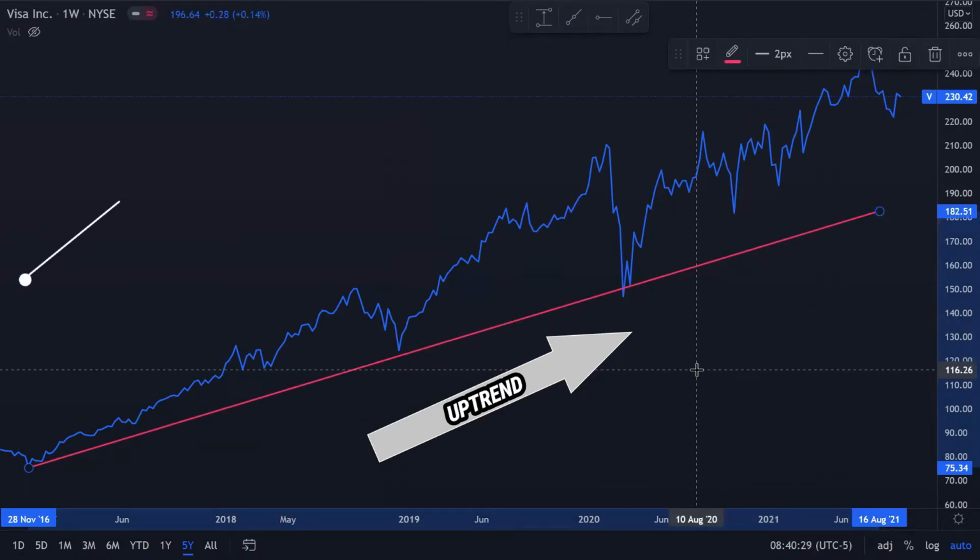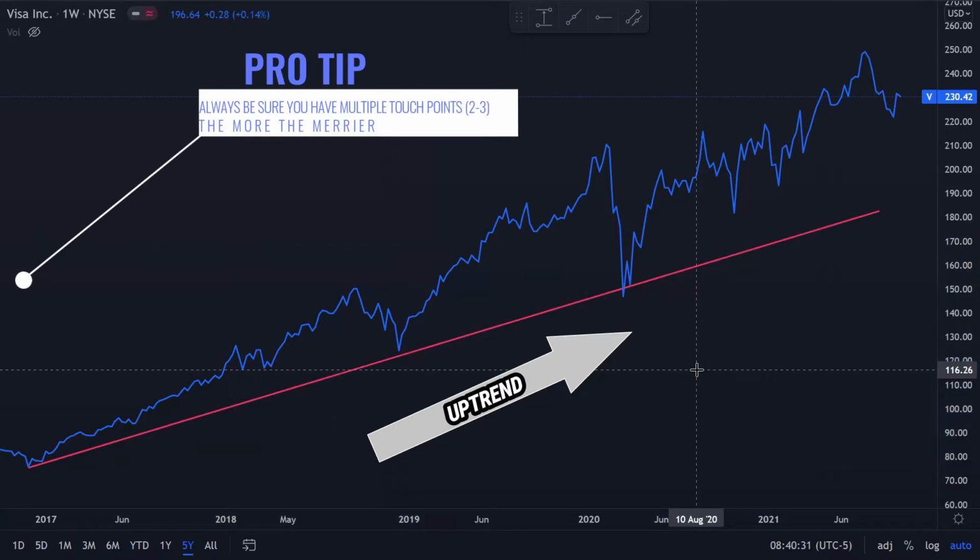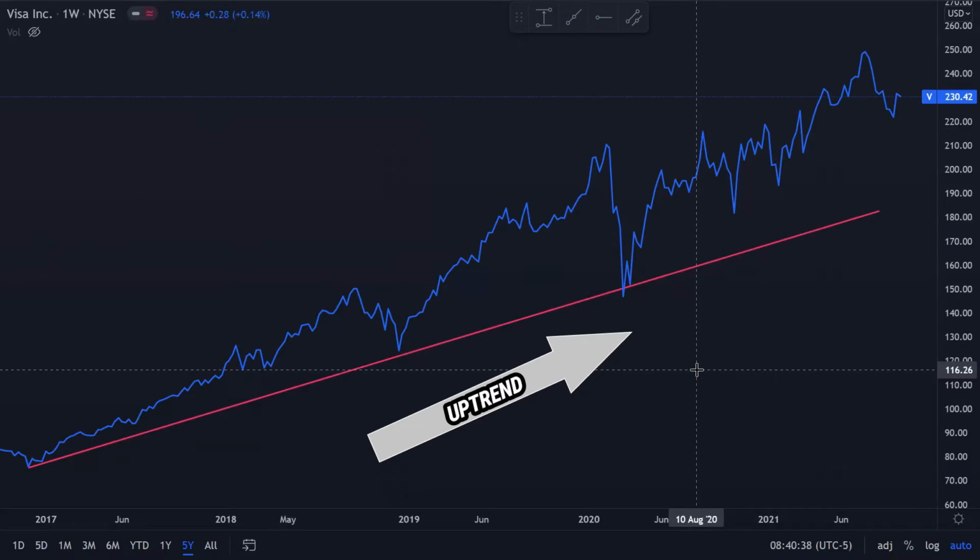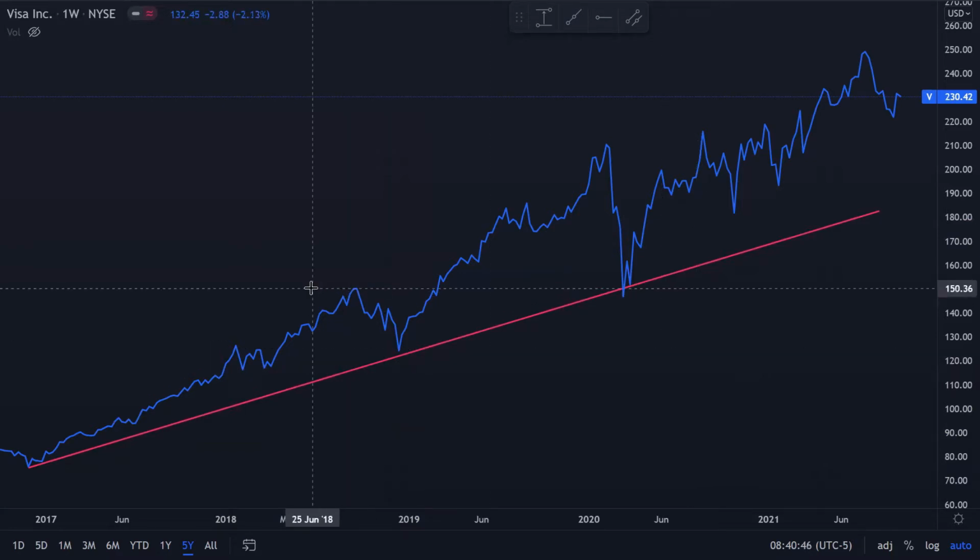Pro tip to making a good trend line on any chart: always make sure you have at least 2 to 3 touch points between the line and the chart. Now we can clearly see Visa's current trend is up, because every time it makes a new low point, it's still higher than the previous low point.